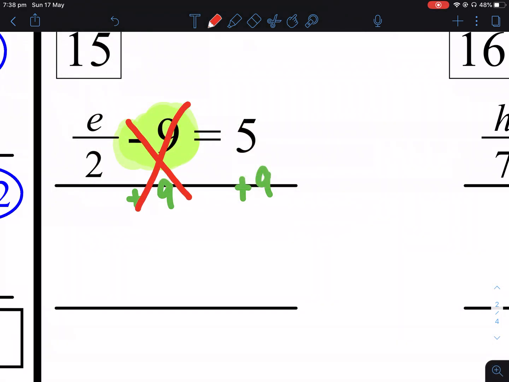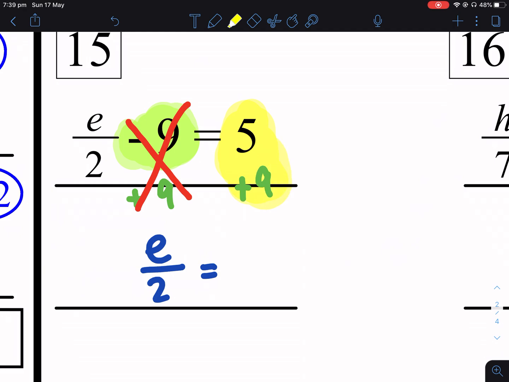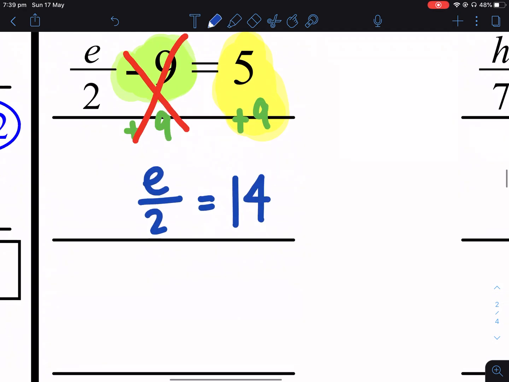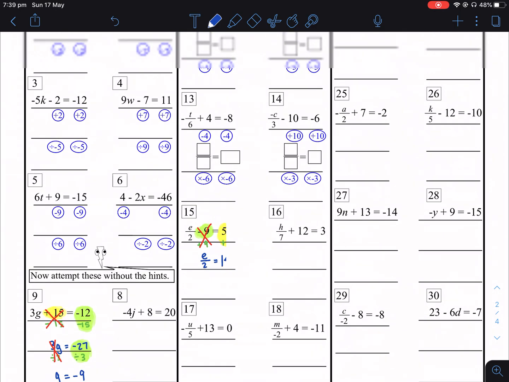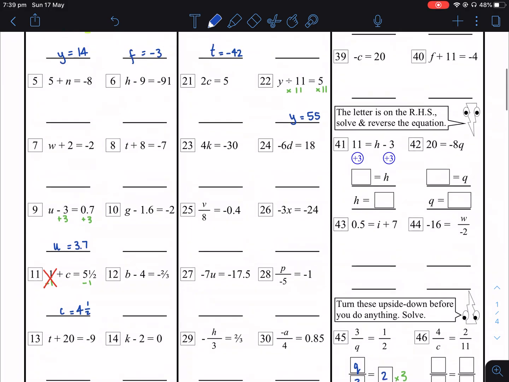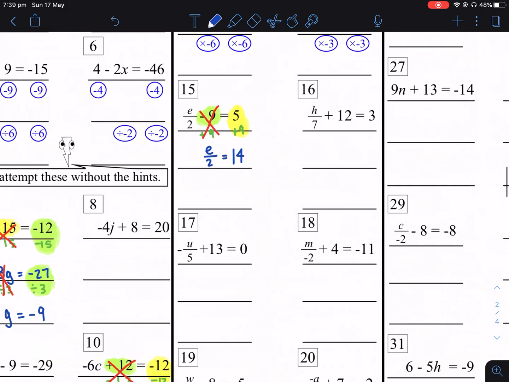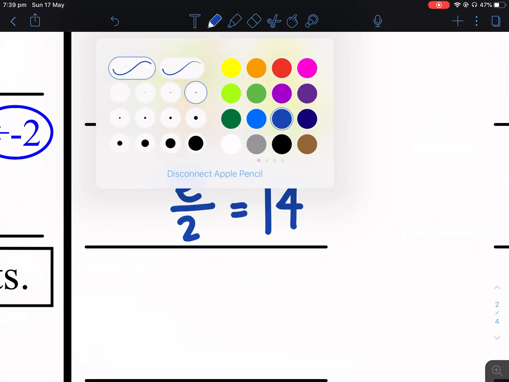So by plussing 9, we get rid of that. So we've still got e over 2 equals, and then 5 plus 9, 14. Now, we've got e over 2 equals 14. This is just like what we did back here, so we're going to times by whatever's on the bottom. Whenever you've got a fraction, you times by what's on the bottom.